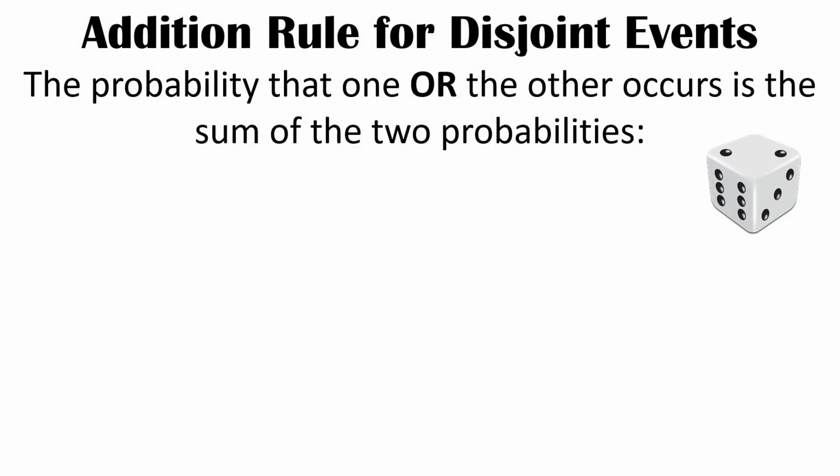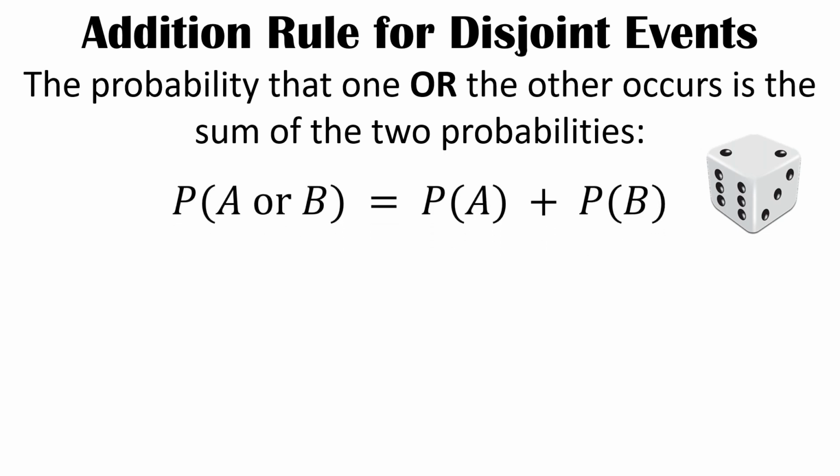So now this brings us to a new rule. It's called the addition rule for disjoint events. It says that the probability that one or the other event occurs is the sum of the two probabilities. This applies only if the events are disjoint. And here's how we write it in symbols. We can say the probability that A or B occur is equal to the probability that A happens plus the probability that B happens. And again, A and B have to be disjoint for this rule to apply.